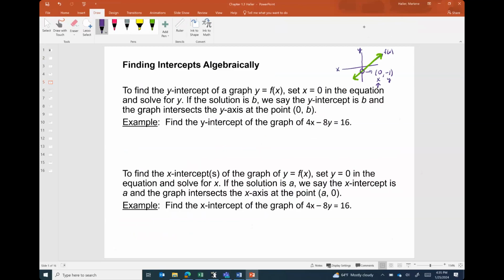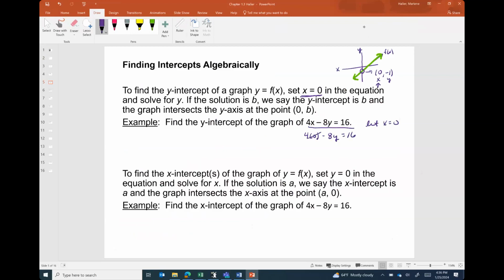So because of this, if we want to find that y-intercept, we simply let x equal 0 in the equation, and we solve for y. All right. So there's an example here on the y-intercept of the graph of 4x minus 8y equals 16. Well, if we let x equal 0 and substitute that into our equation, we'll have 4 times 0 minus 8y equals 16. Of course, 4 times 0 is just 0.